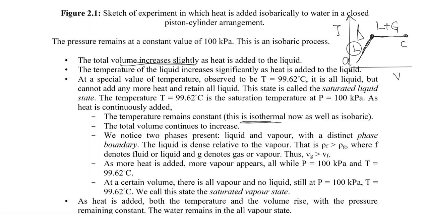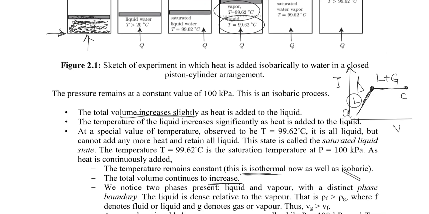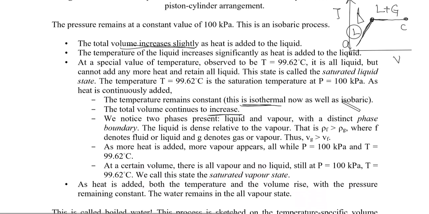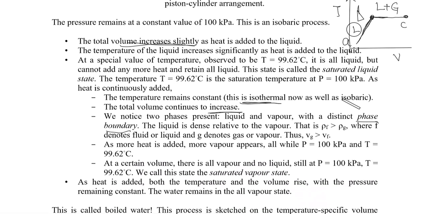The process would now be isothermal as well. Make sure, since we started the experiment as isobaric, meaning we have constant pressure, the process will be isothermal as well as isobaric. The volume will still continue to increase. We notice that both phases are present: there will be liquid here and vapor there, separated by a distinct phase boundary, as we said a little bit earlier. The density of the liquid would be greater than the density of the gas, while the volume of a gas would be greater than the volume of a liquid.